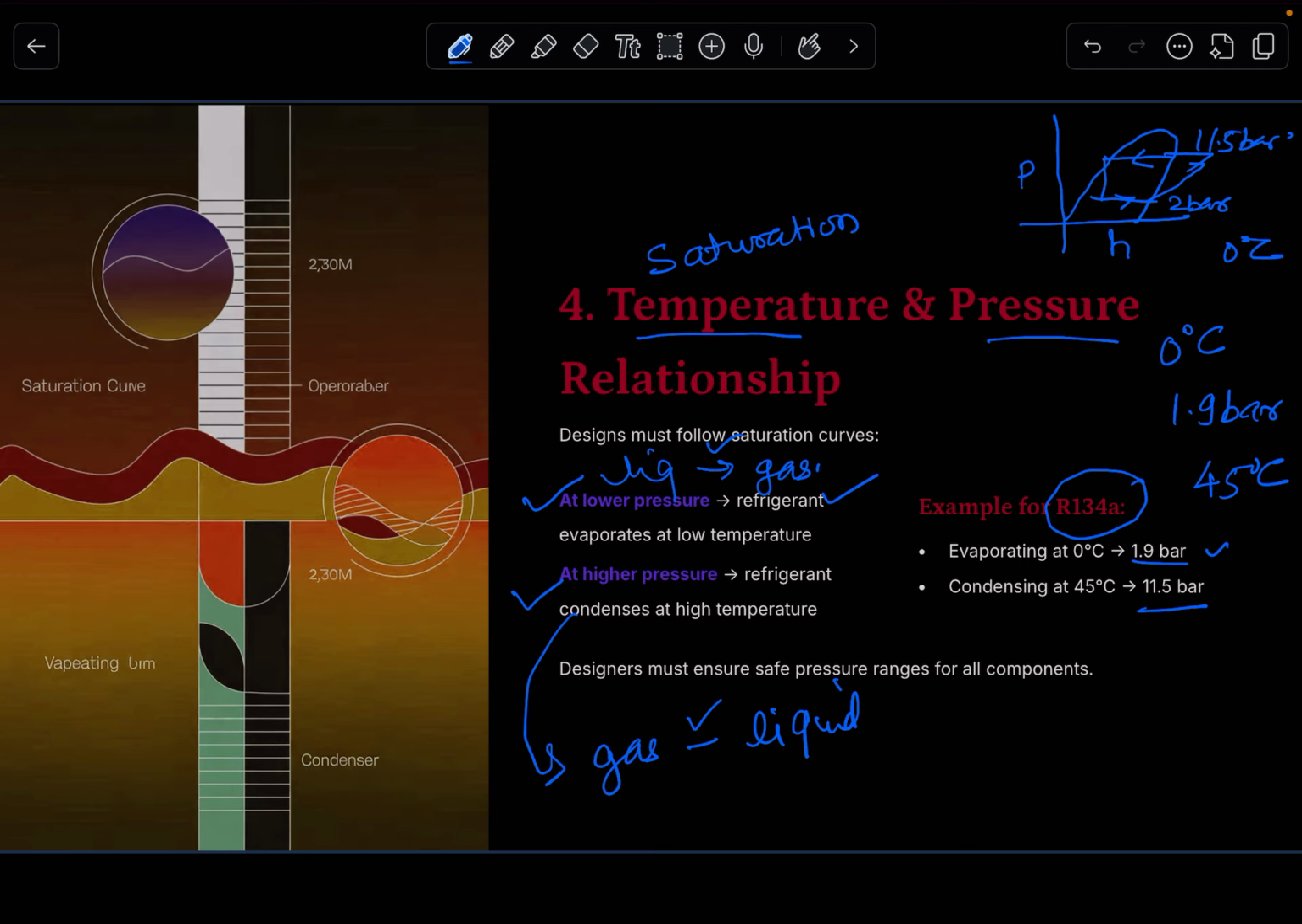And you understand that basically this ratio, that is the condenser pressure upon the evaporator pressure, is critical in the design of refrigeration system. This should not be too large. Okay, and for that, proper understanding of the relationship between temperature and pressure is essential in the design of refrigeration system.